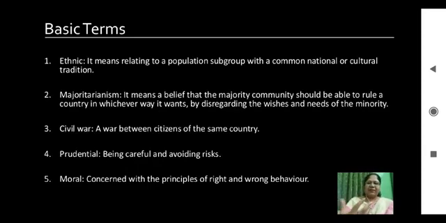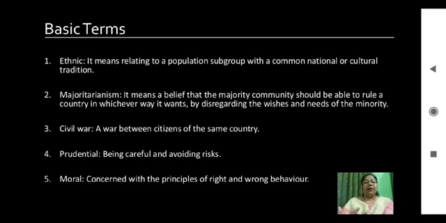The second term which we will come across is majoritarianism, which means a belief that the majority community should be able to rule a country in whichever way it wants, and it disregards the opinions, the interests, the needs of the minority. So that is majoritarianism. Civil war is a very simple term. It's a war between the citizens of the same country. When two groups of people, two communities of the same country are at fight, it is a civil war.